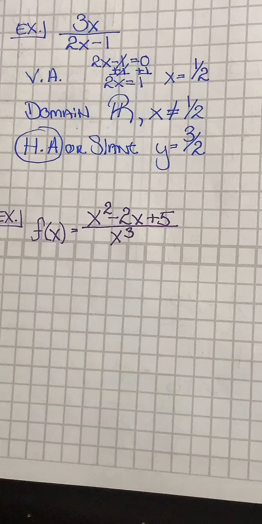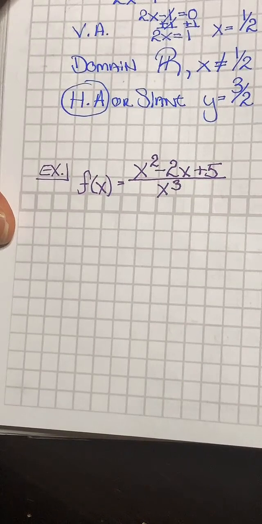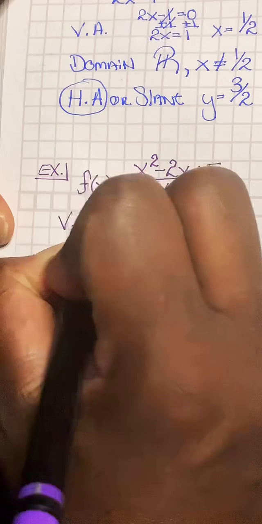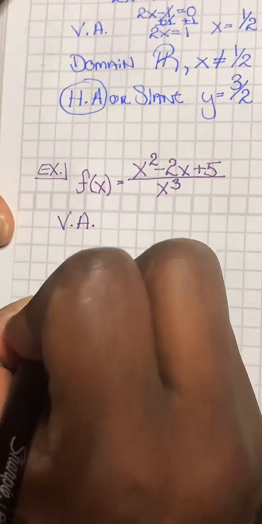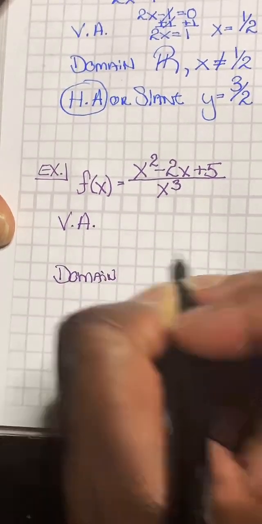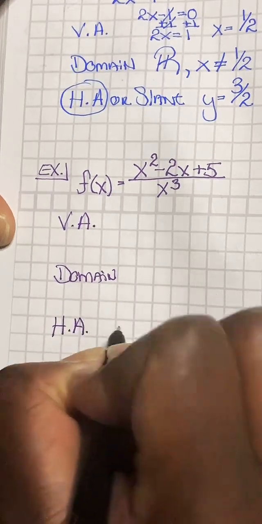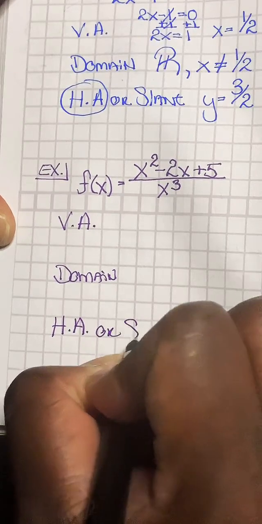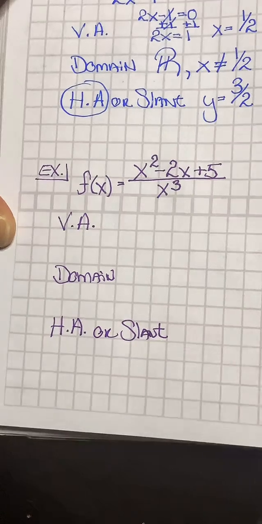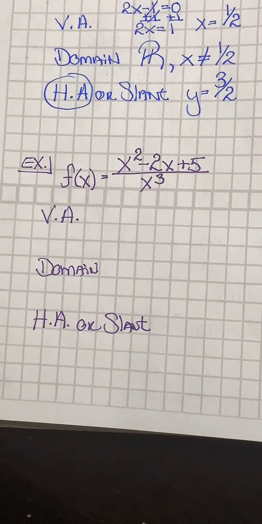So, tell me what you want. Okay. Tell me my VA. Tell me my domain. And if we have a horizontal asymptote or a slant, and tell me what it is. Okay. All right, we'll put that right there.